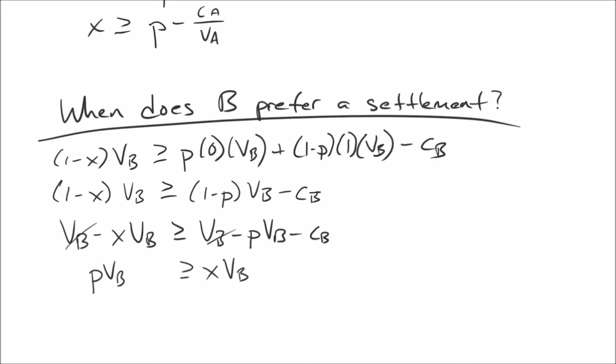PVB plus CB. So we're just flip-flopping everything on the other sides so that everything is becoming positive. And now to solve for x, we just should divide off VB from both sides. So we get x less than or equal to P plus CB over VB.